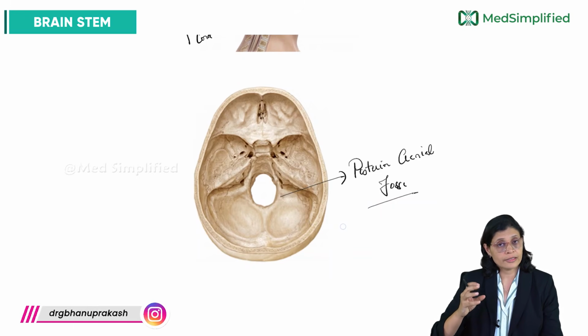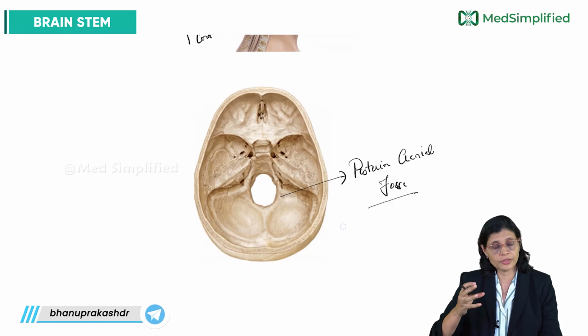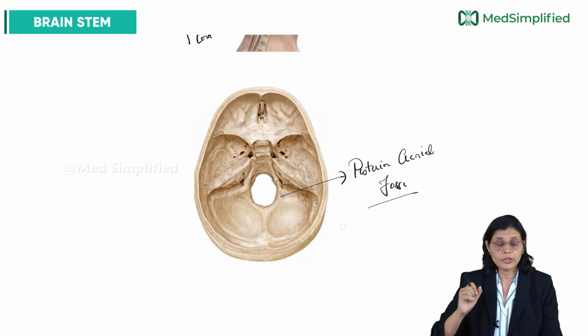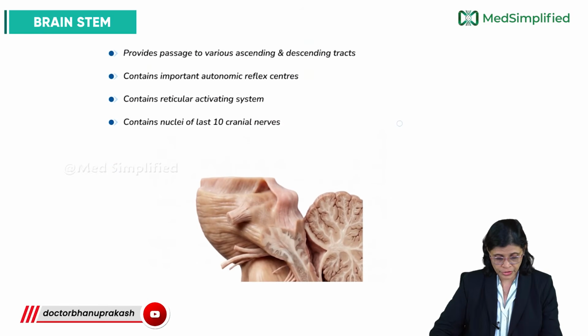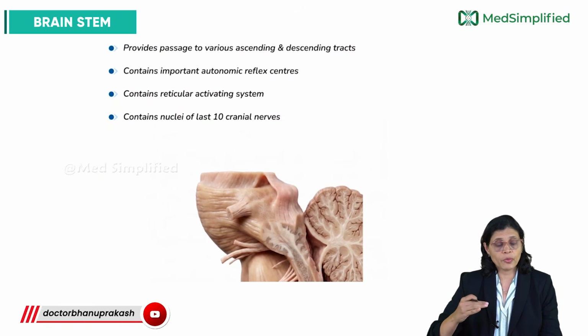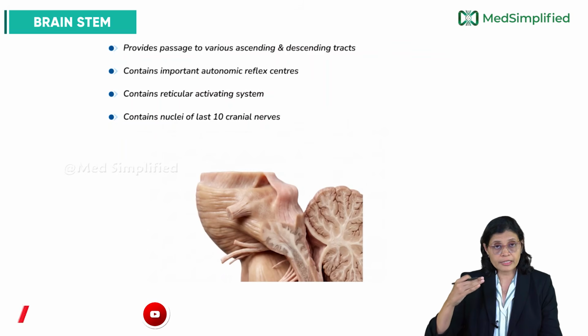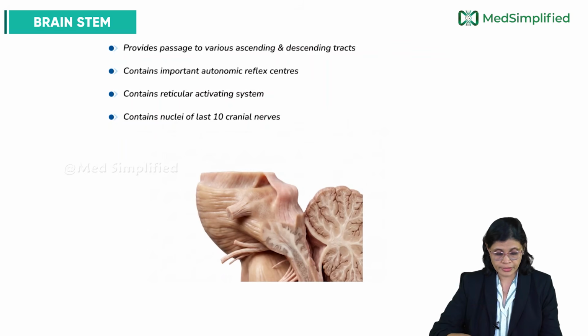And the cell bodies, which we see as grey matter in the spinal cord, here we see as aggregated collections of grey matter, scattered and forming aggregated masses, which we call the nuclei. Now this brainstem performs various functions. One is that it provides passage to the various ascending and descending tracts that connect the spinal cord with the cerebral cortex, or the forebrain.